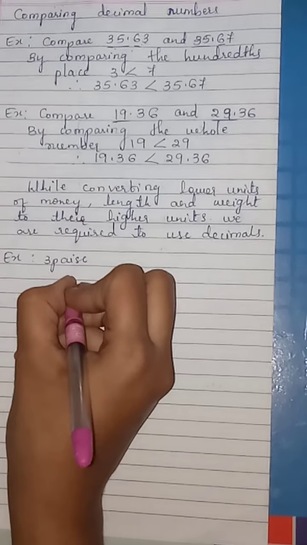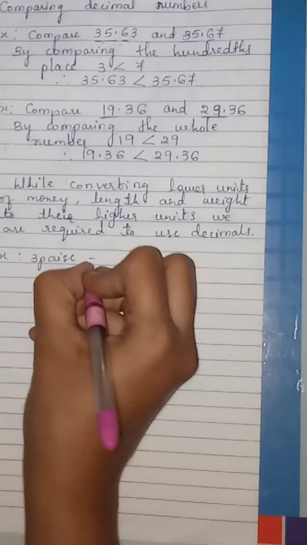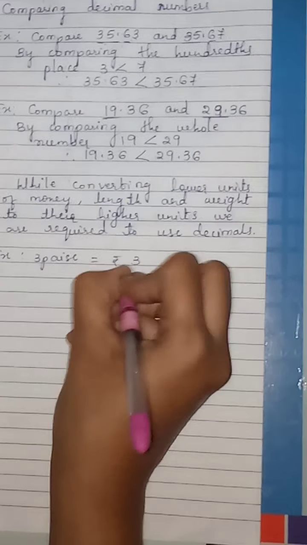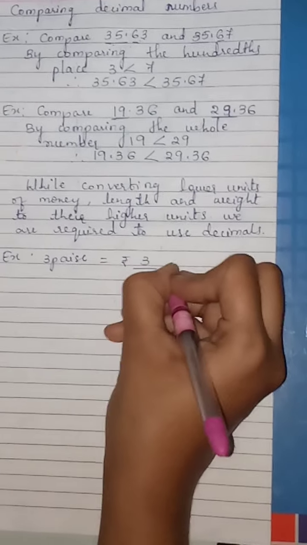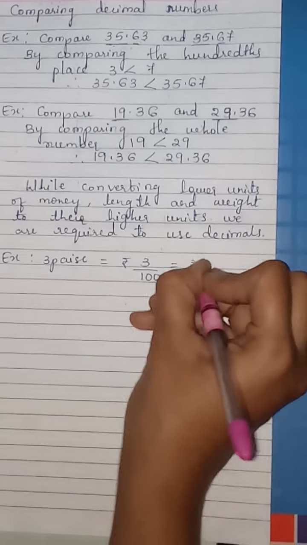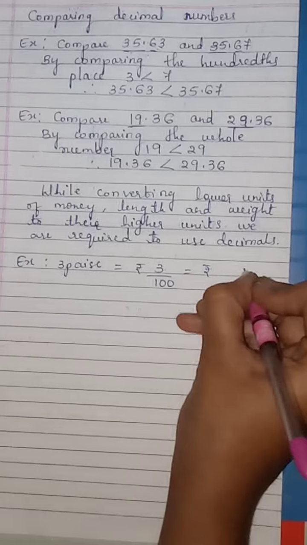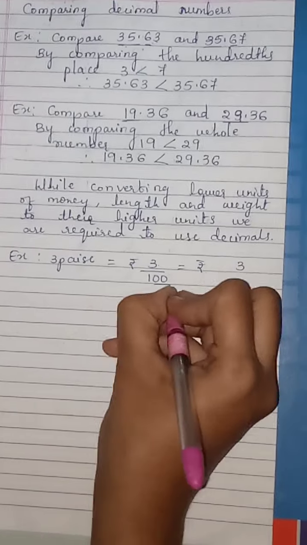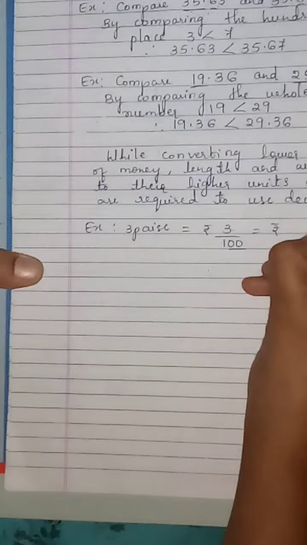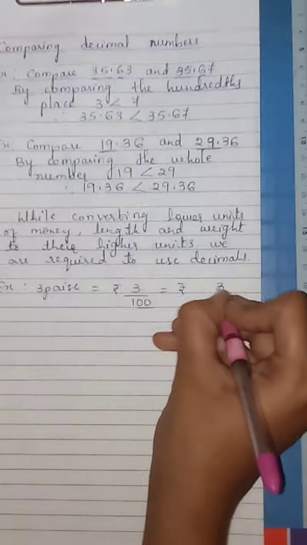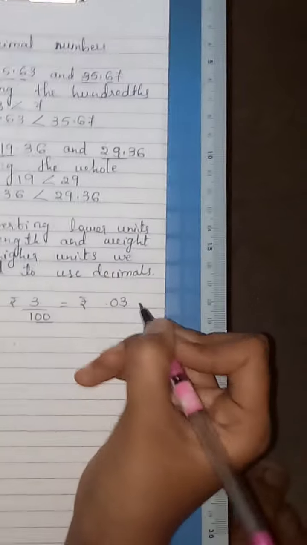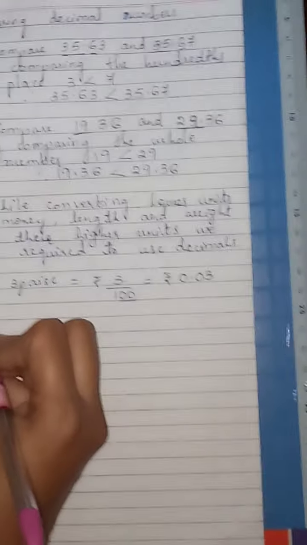Convert this into decimals. You can write this as rupees 3 by 100. That is equal to rupees... Here in the numerator the whole number is 3. Two zeros are there, so after 2 digits you give the decimal point. Here only 1 digit is there, so add 1 more 0 here. That is 0.03. Rupees 0.03.